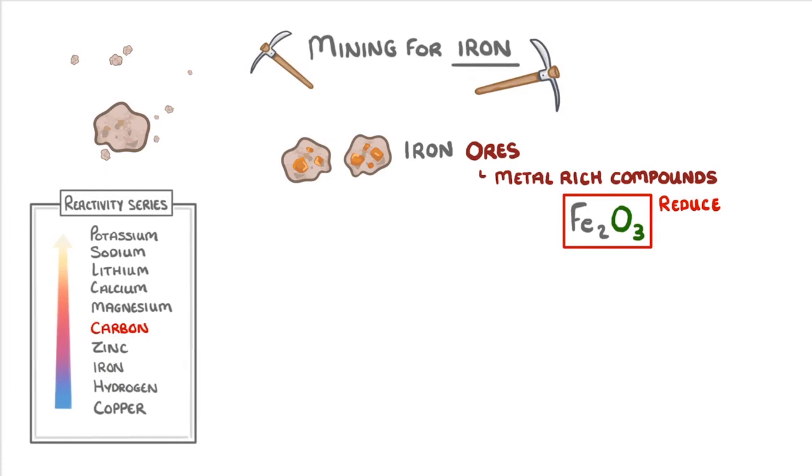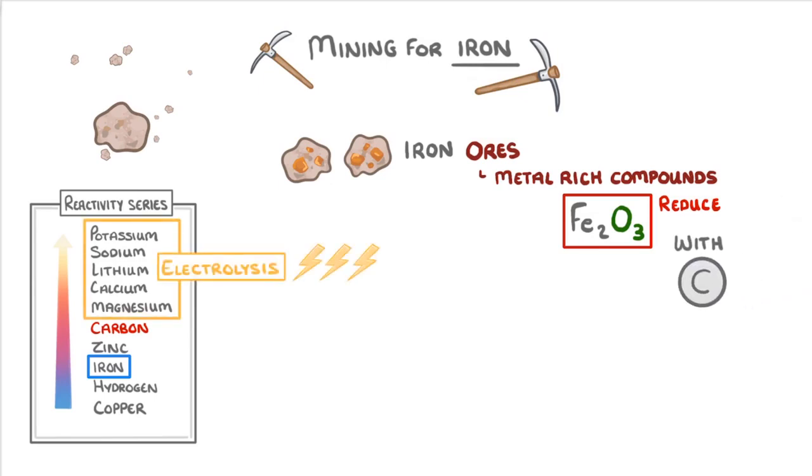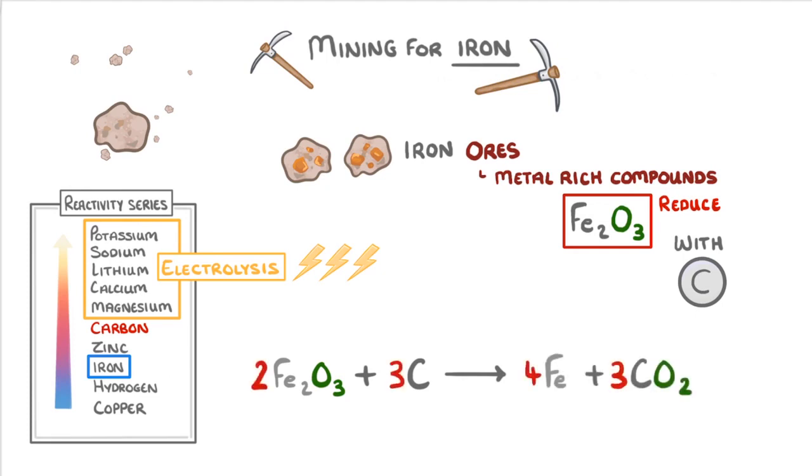If we check our reactivity series, we can see that iron is less reactive than carbon. So we're able to do reduction with carbon rather than having to do electrolysis, like we would with these more reactive ones. So to write this as an equation, we take our Fe2O3, add some carbon, and as long as we supply some heat, it will go to form pure Fe plus carbon dioxide, which we can balance like this.